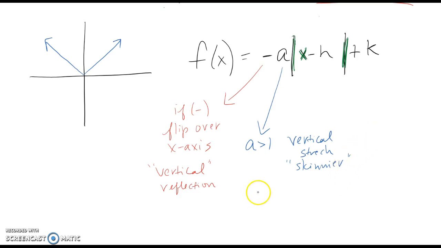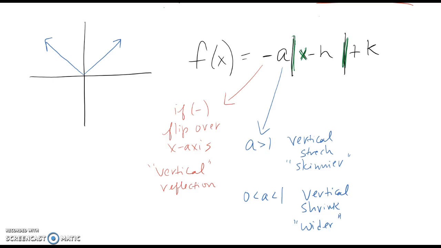Okay? Now, if this number here is a fraction between 0 and 1, or a decimal, as long as it's a number between 0 and 1, it's going to get fatter. It's going to be what's called a vertical shrink. And that's when it gets wider or fatter. I'll put wider because that's more PC than fatter. Okay, so that's what's going to happen there. We'll do examples of these in a second. Right now we're just taking notes.